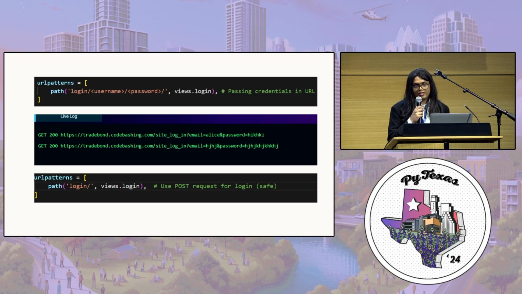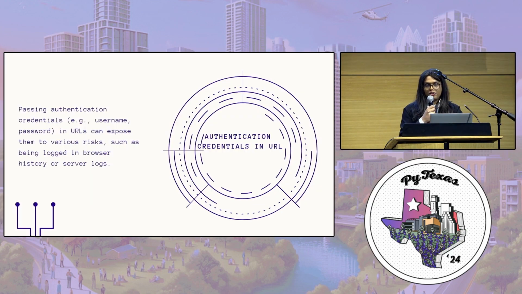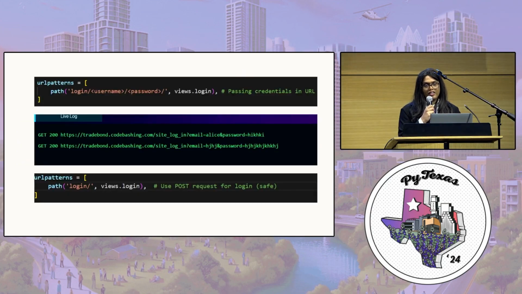What is happening here is, passing authentication credentials in the URL exposes various kinds of risk. If we are using GET requests, the request will be displayed in the logs, and it will display the username and password of the user that they have put in the web application. So it is very important to use POST requests rather than GET requests.